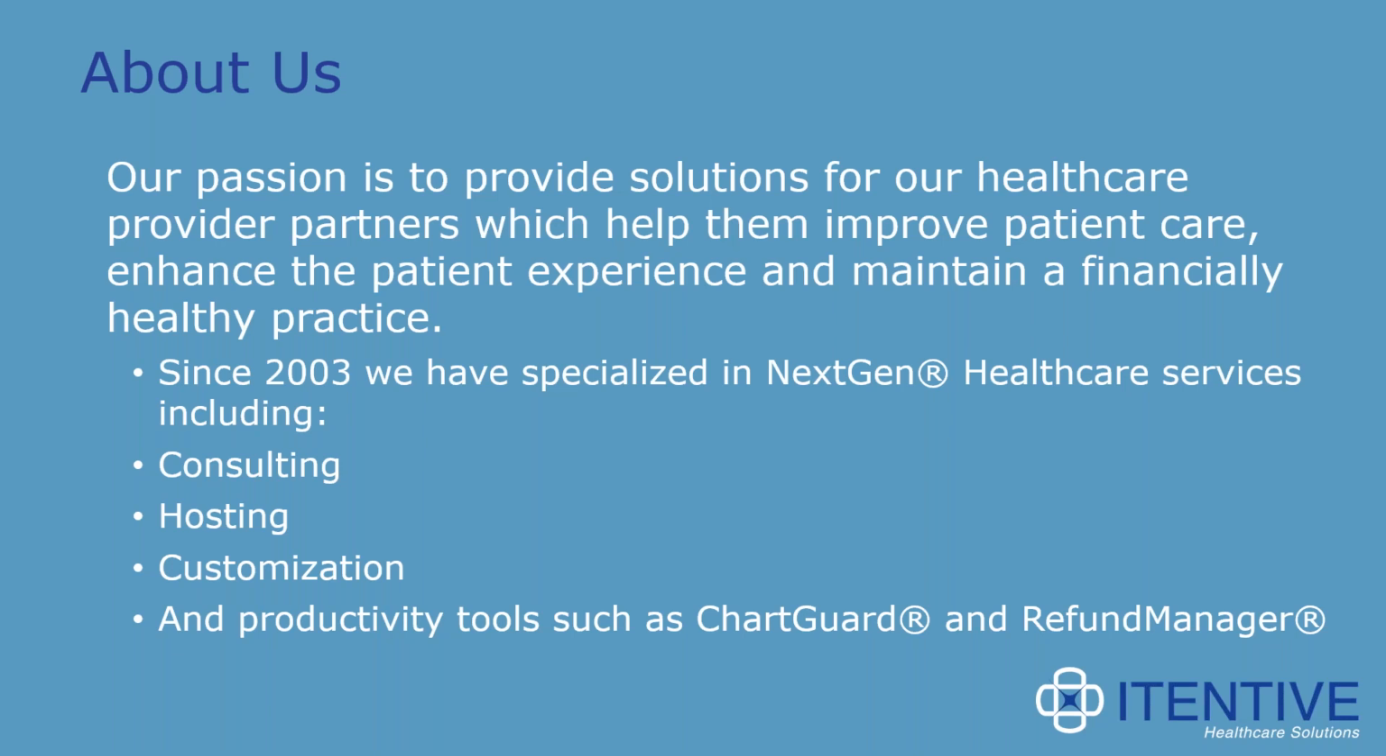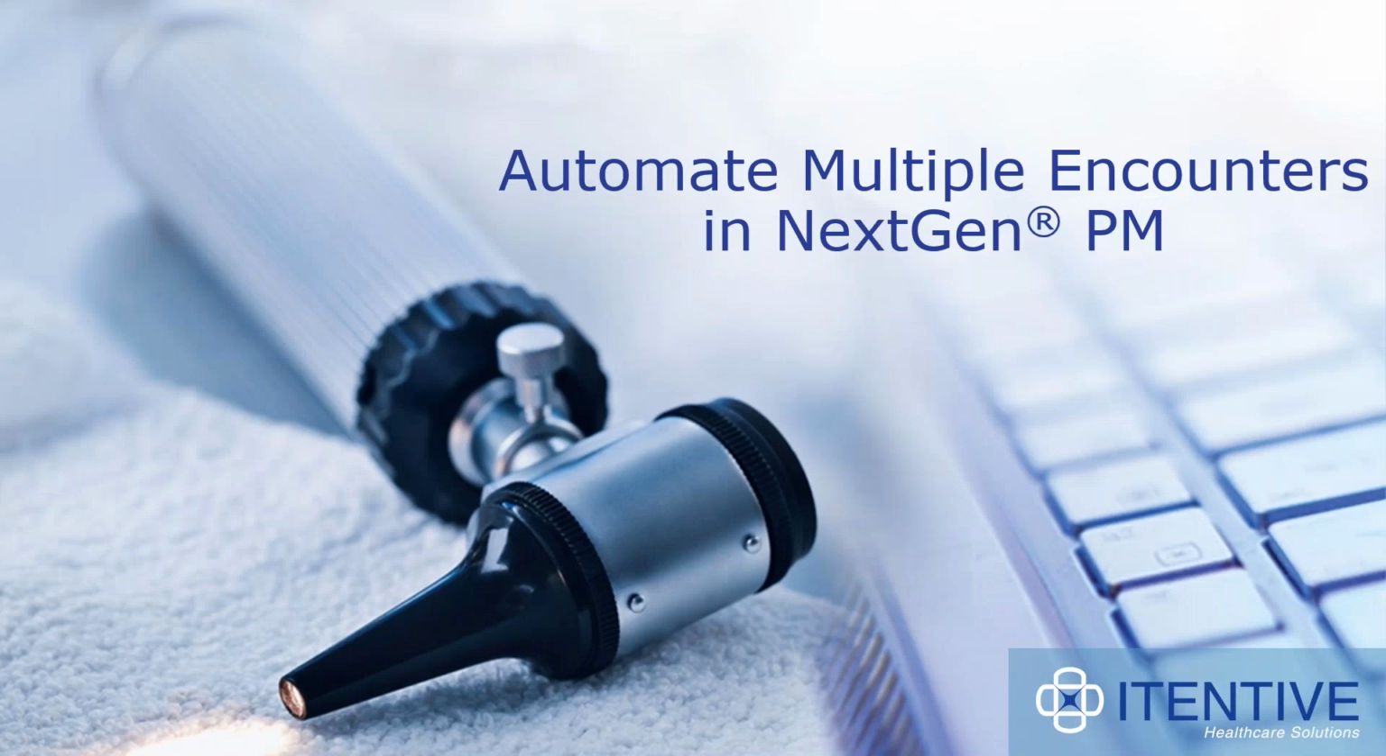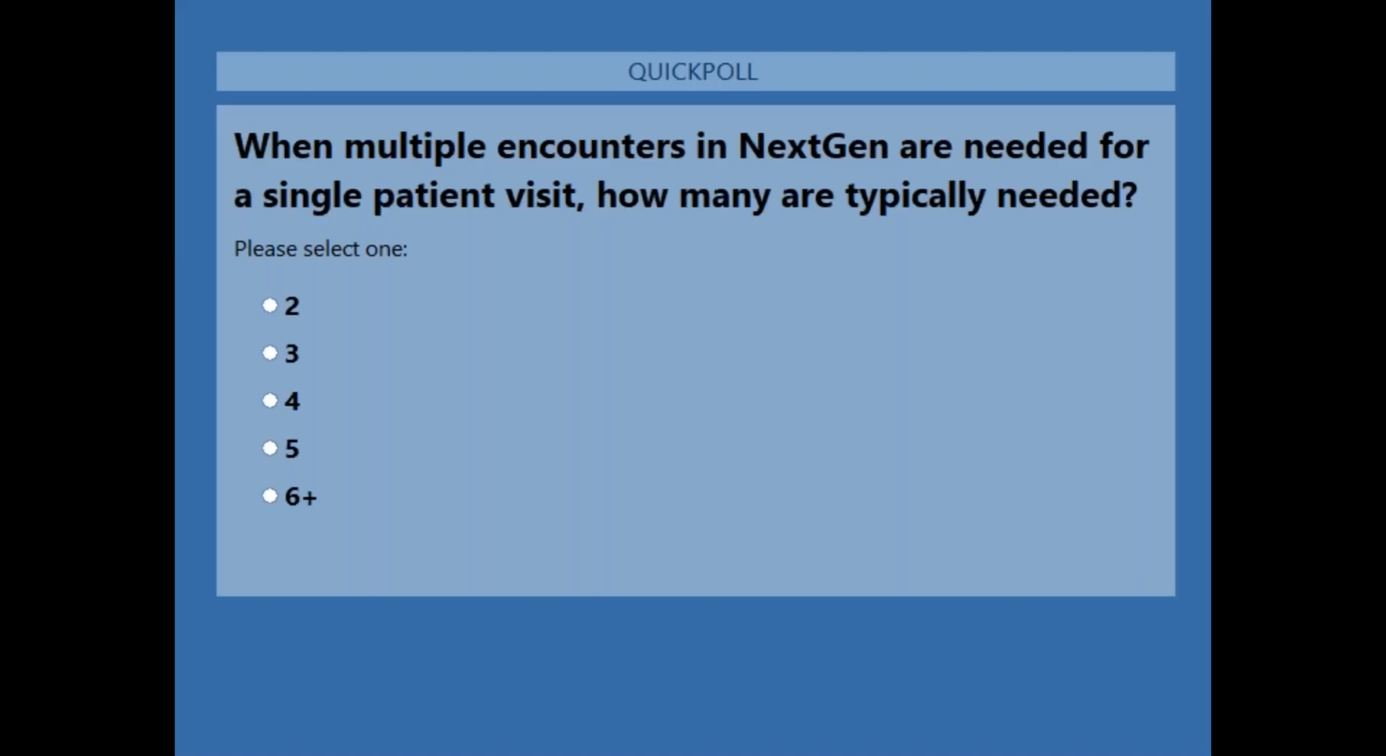Okay, so let's get started and dive right in. We have two super quick polls that I'm launching right now, just to get a feel for where you all are, so we can tailor our presentation to everyone today. If you take a minute and look at your screen, we'll buzz through these. If everybody will vote: when multiple encounters in NextGen are needed for a single patient visit, how many are typically needed? Select 1, 2, 3, 4, 5, or more.